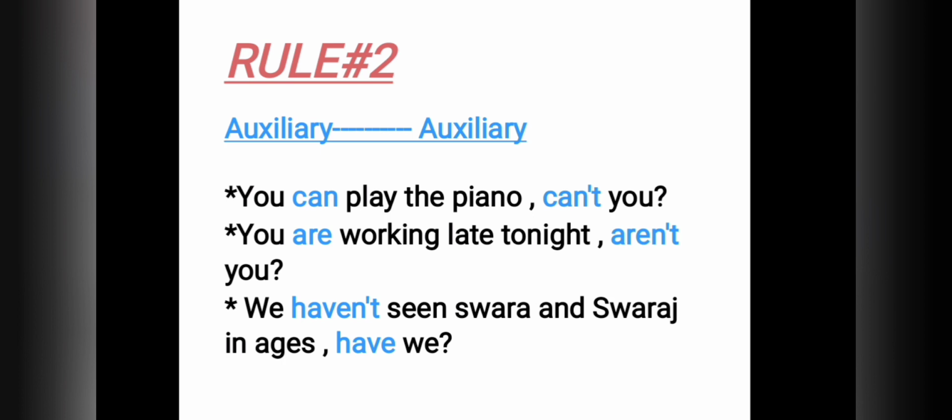You are working late tonight, aren't you? We haven't seen Swara and Swaraj in ages, have we? So like this, now here can, are, haven't, all these are auxiliary verbs, and for that auxiliary verb we have to make the tag also with an auxiliary.